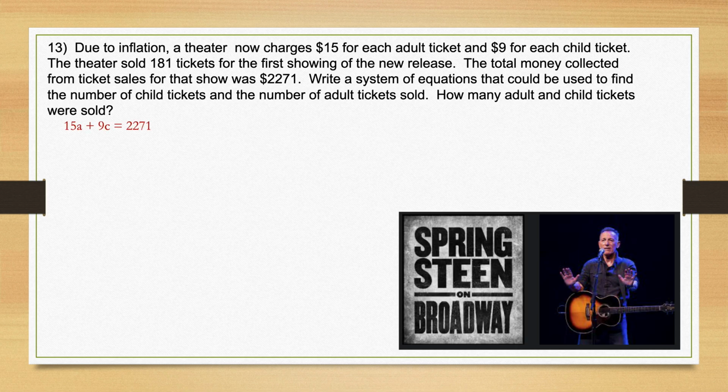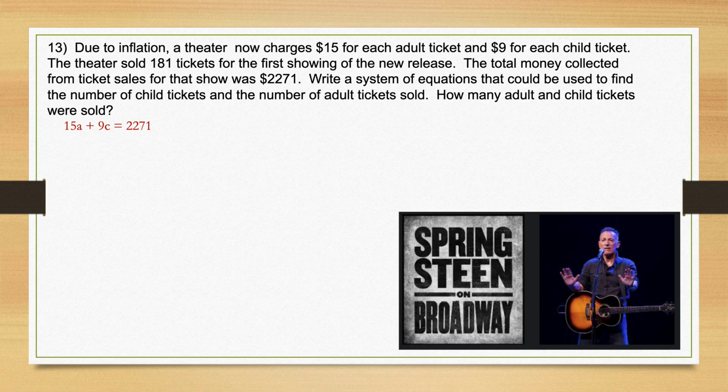Okay. So first it's $15 for an adult ticket, so that's 15A, and it's $9 for every child ticket, so that's 9C. And the question is, if every adult ticket's $15 and every child ticket's $9, how much money do they take in? And it says that the total money from ticket sales was $2,271, so that's what it equals. And in my experience, students will write that equation pretty quickly.